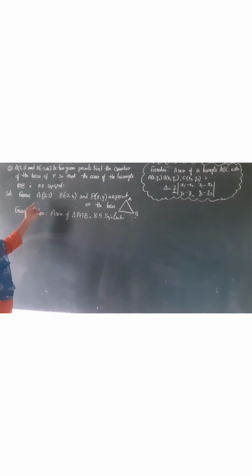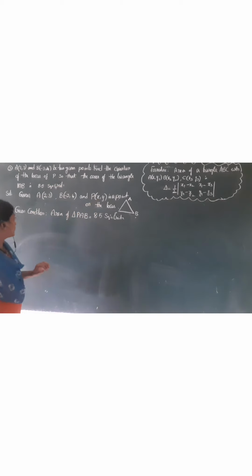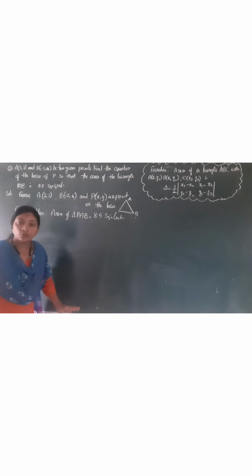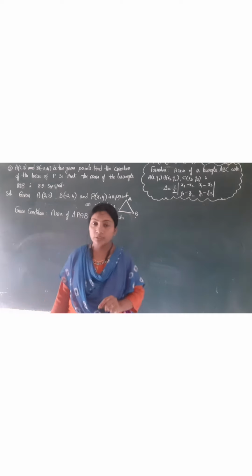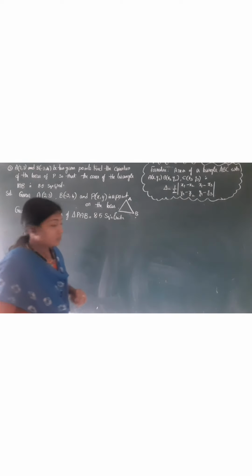So what are the given things? Let us take A as the point (2, 3), B as (-3, 4), and P is the point on the locus. I am letting it be (x, y). And now what is the given condition? The area of triangle PAB is equal to 8.5 square units.